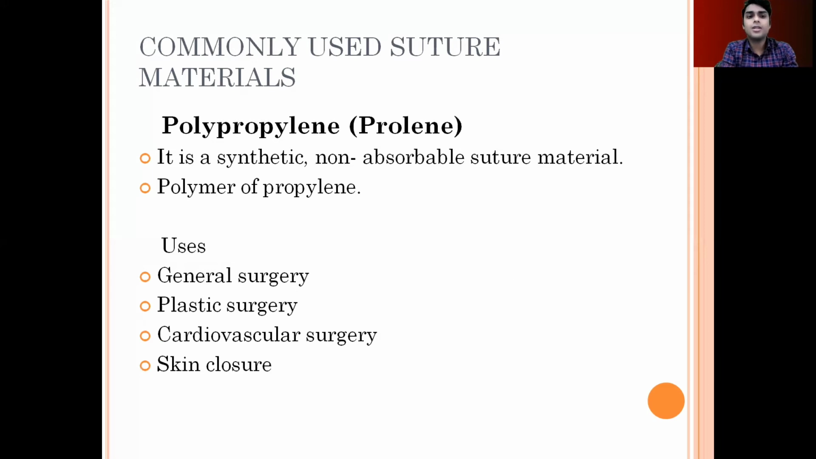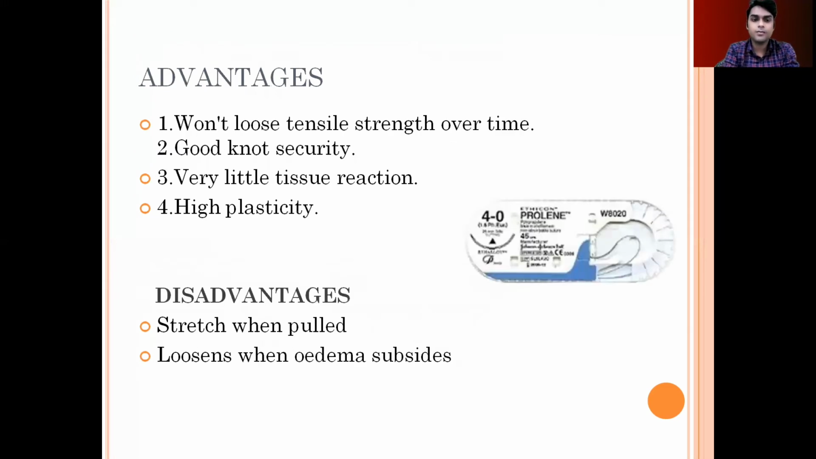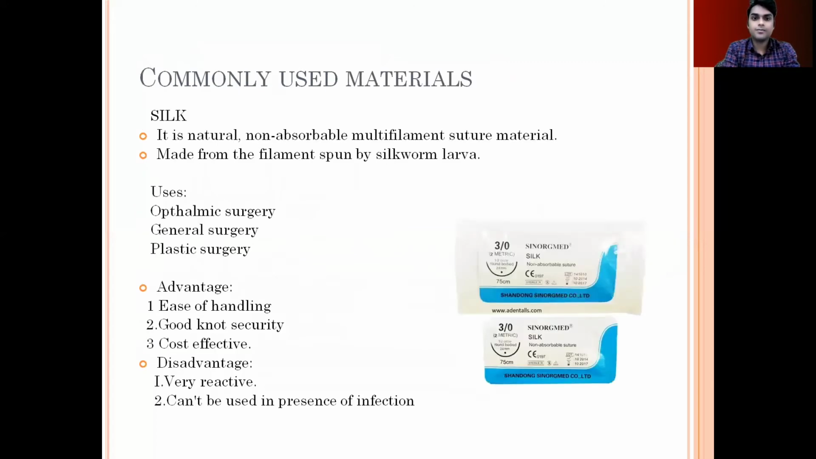Commonly used suture materials. We have the polypropylene, Prolene. Well, this is a synthetic non-absorbable suture material. It is a polymer of propylene. Its uses include general surgery, plastic surgery, cardiovascular surgery, and skin closure. The advantages are that it won't lose its tensile strength over time. It has a good knot security. It has very little tissue reaction and high plasticity. The disadvantages are it gets stretched when pulled. And one of the major disadvantages is that it loosens when the edema subsides.